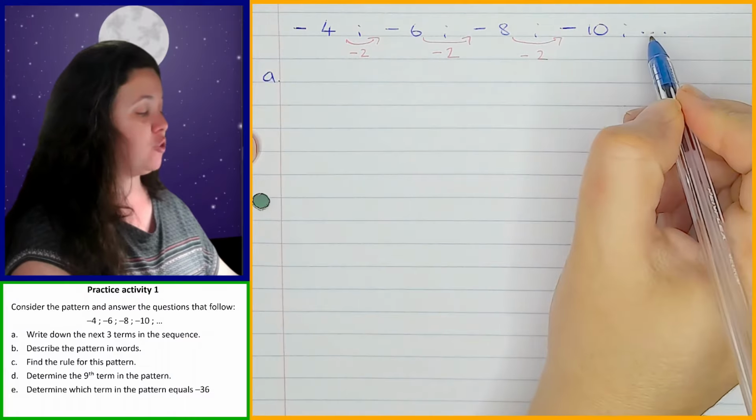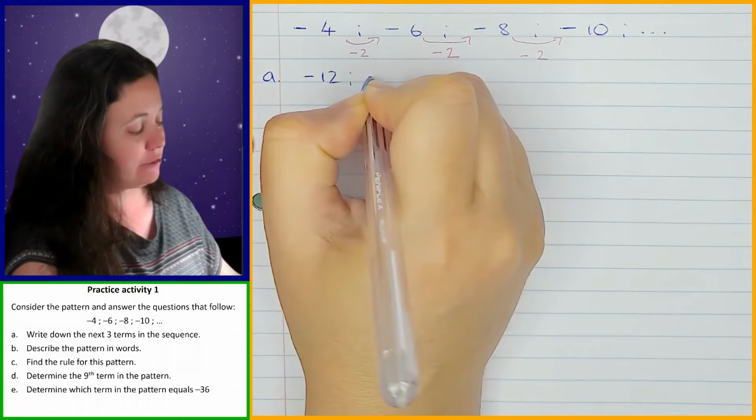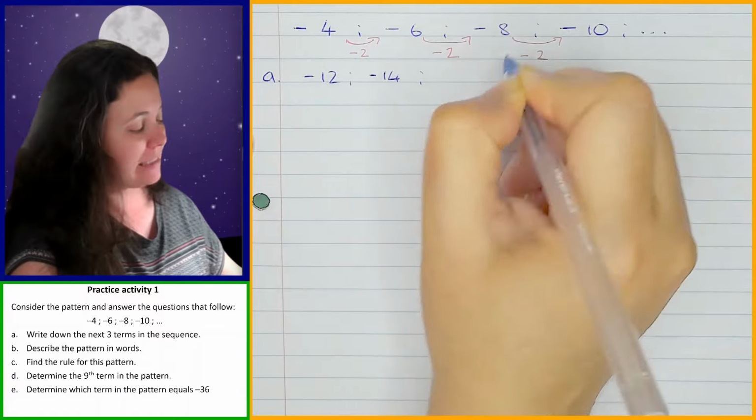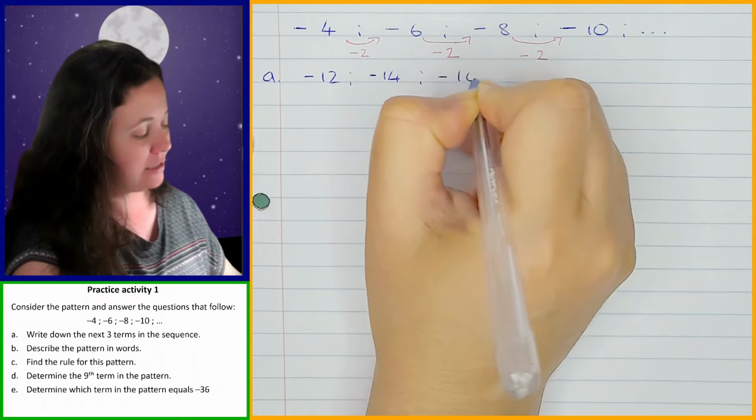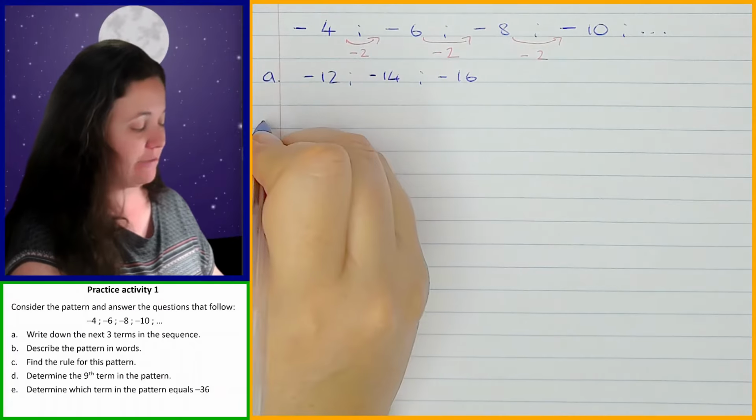So I'm going to decrease by 2 again. That's going to give me -12. Then I subtract 2 again. That gives me -14. And again, and it gives me -16. So my next 3 terms should be -12, -14, and -16.